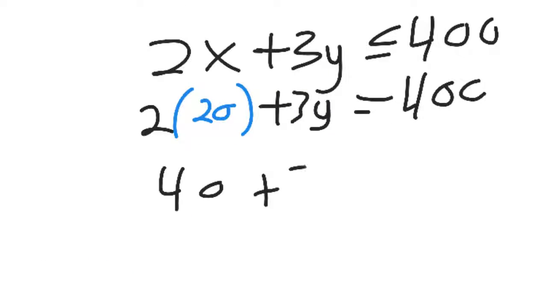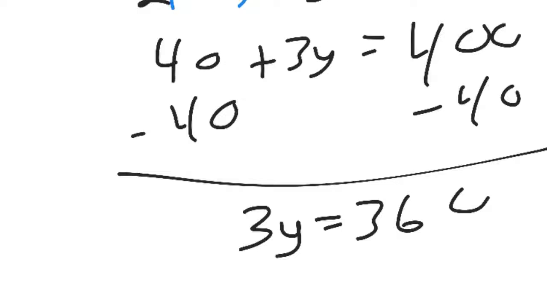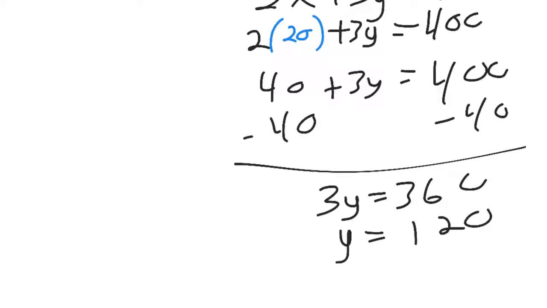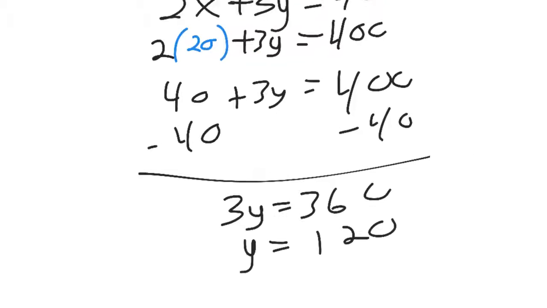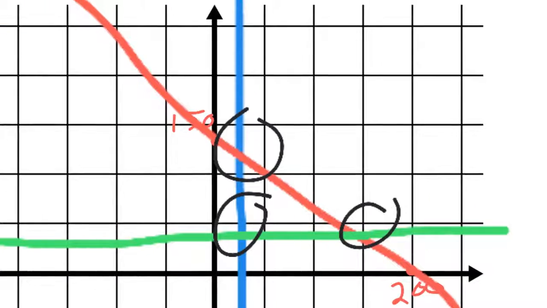You got 40 plus 3y equals 400. Subtract that 40 from both sides. So you get 3y equals 360, or in other words, y is 120, because you divide both sides by 3. So we plugged in 20 in for x, found out y is 120, so that's this intersection point.